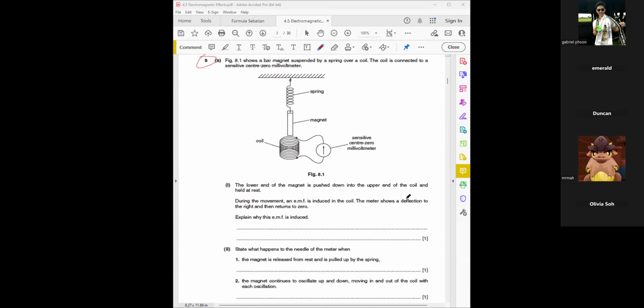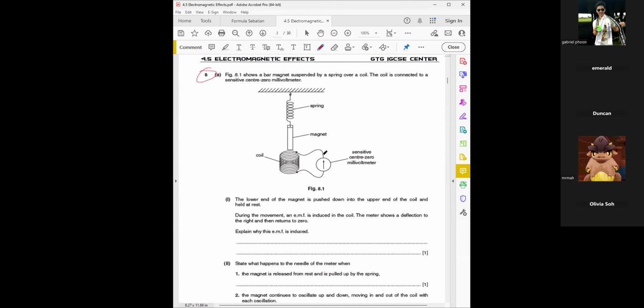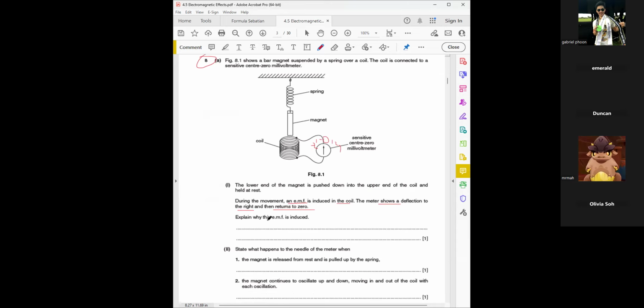Look here, guys. If you look at this question, it says here that it shows a bar magnet suspended by a spring of coil. The coil is connected to a sensitive center 0 voltmeter. Center 0 millivoltmeter means to say here is 0 and 1, 2, 3, and then -1, -2, -3, guys. Right? And it says the lower end of the magnet is pushed down into the upper end of the coil and held at rest. During the movement, an EMF is induced in the coil. The meter shows a deflection to the right and then returns to 0. Explain why EMF is induced, guys?